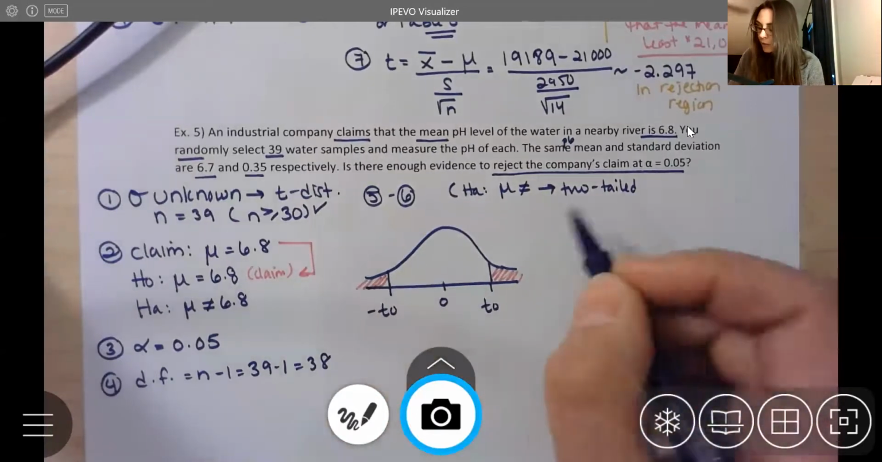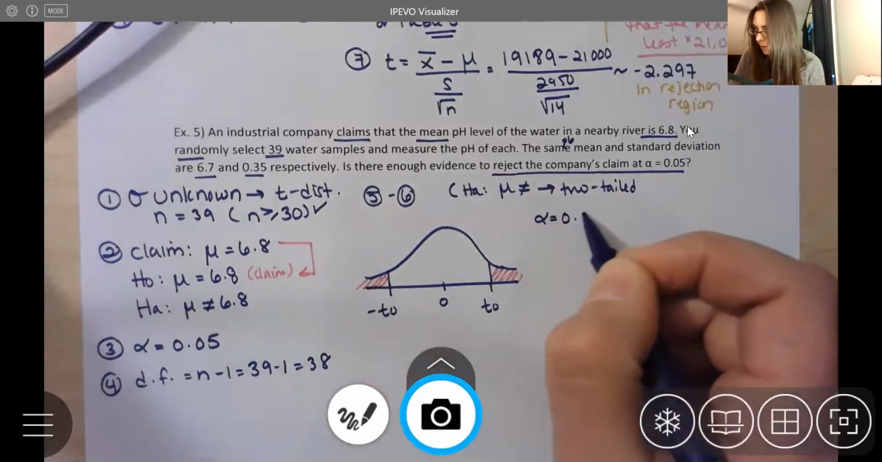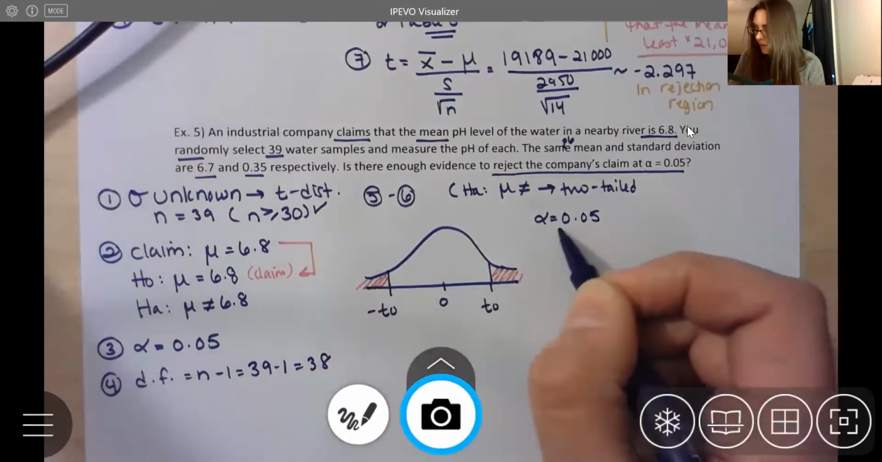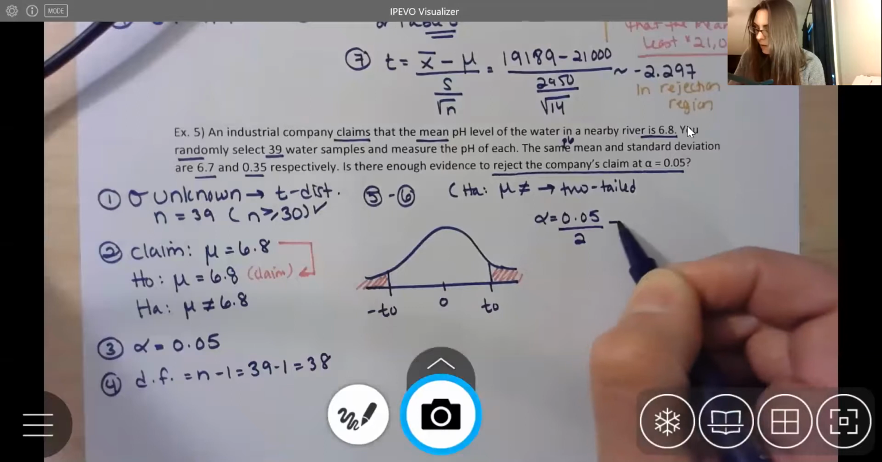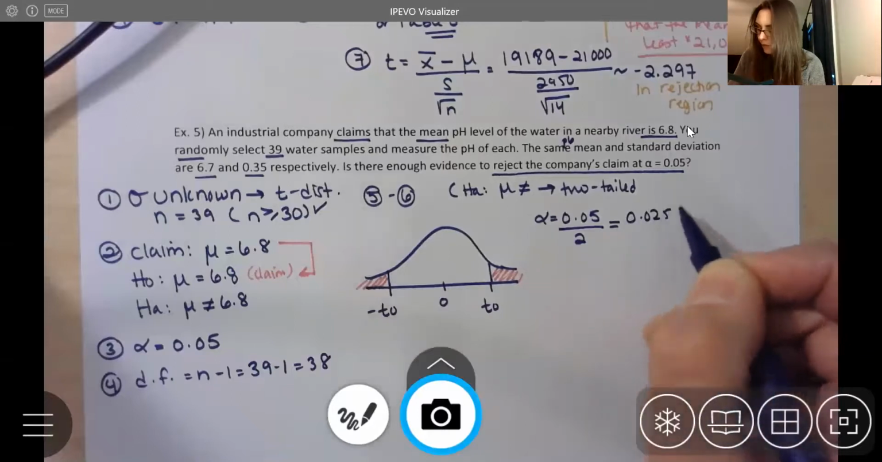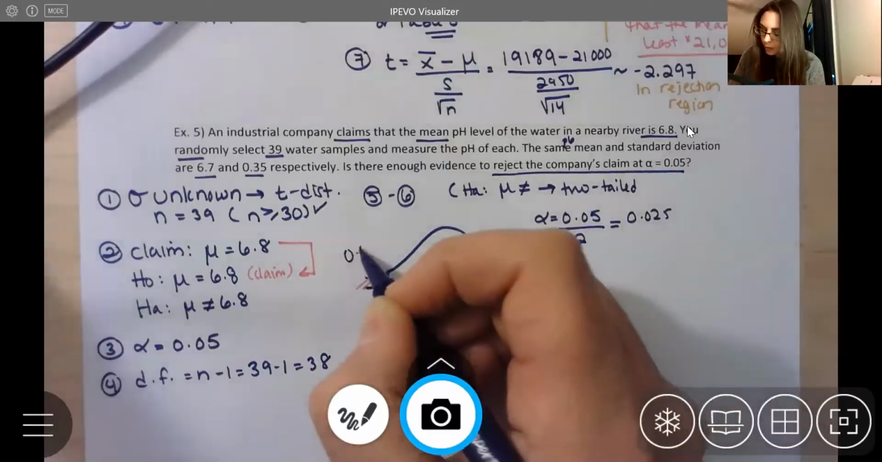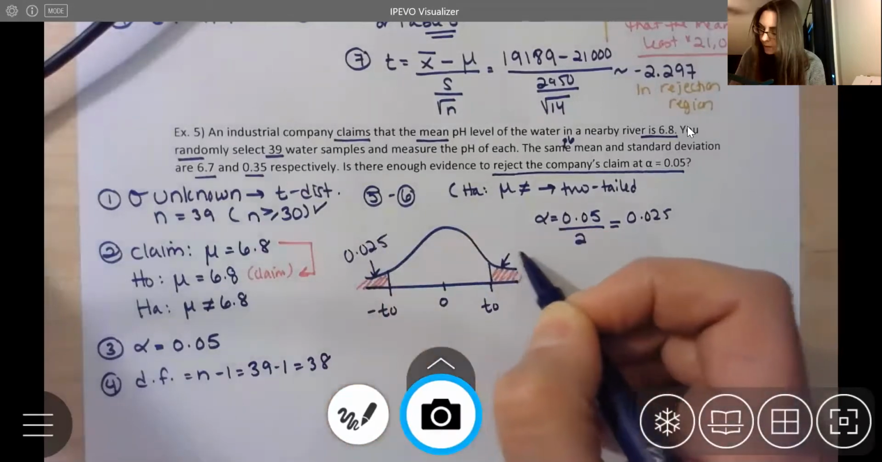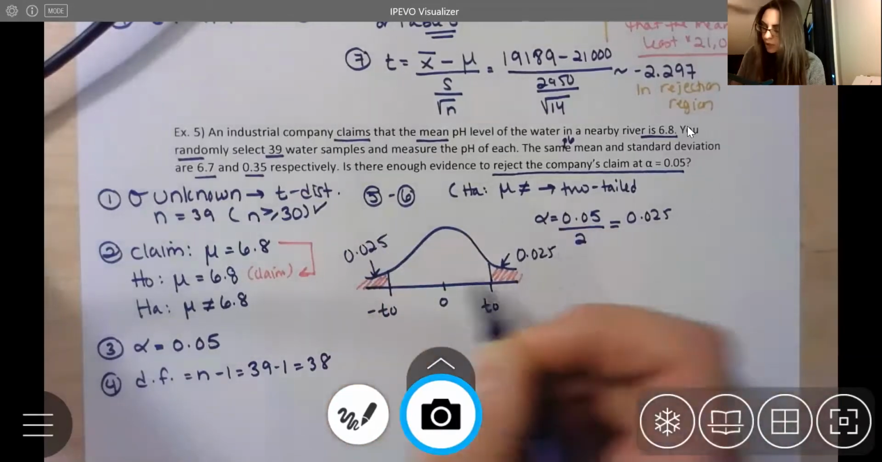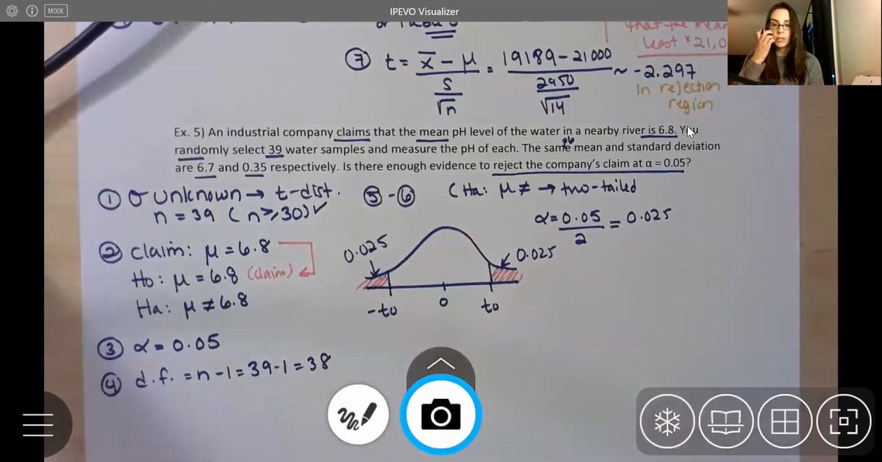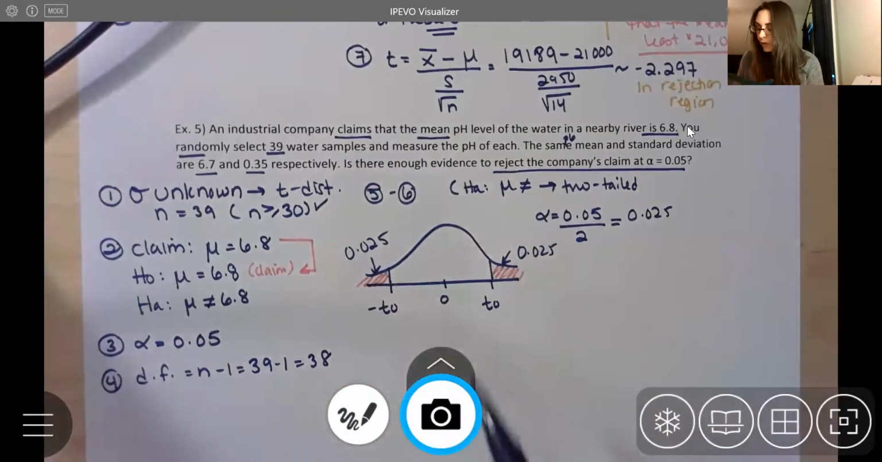Now our alpha is 0.05. Because I have two tails, I'm going to cut that alpha in half, and I'm going to use 0.025. So this side has 0.025, which is half of alpha, and this side has 0.025. And those shaded areas are our rejection regions. So what I have to do is find those t-values. And again, you can do it using the table, or you can do it with your calculator.